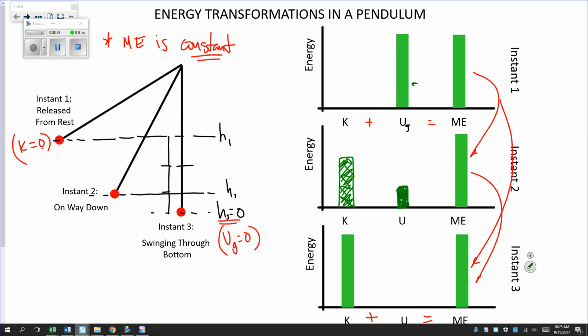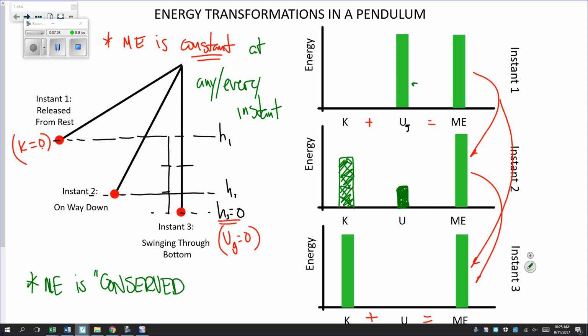So ME is constant, and I'll even say at any, every instant. There's a total amount of the sum of K and U at any instant. Or really, we're going to say here that mechanical energy is conserved.